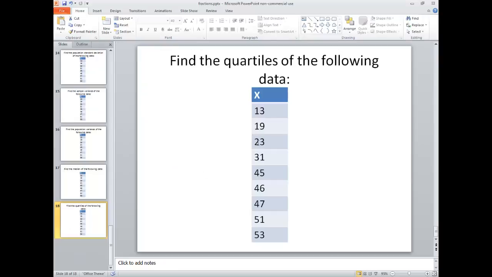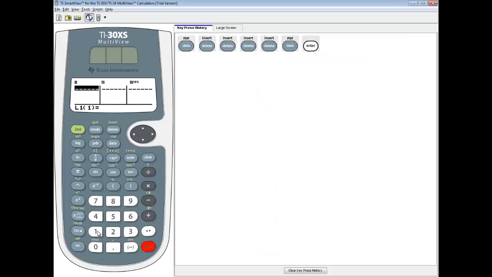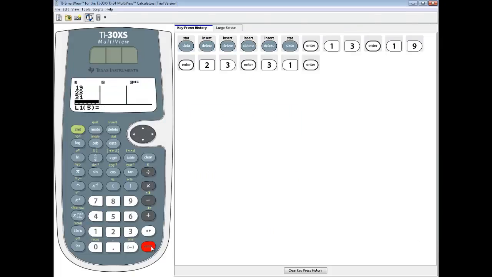Okay, so I'm going to type in each number, pressing enter after each one. So 13 enter, 19 enter. I don't know how many times I've entered this same set of numbers. 23 enter. This will be burnt in my brain. 31 enter.